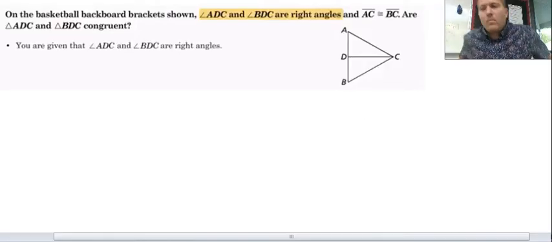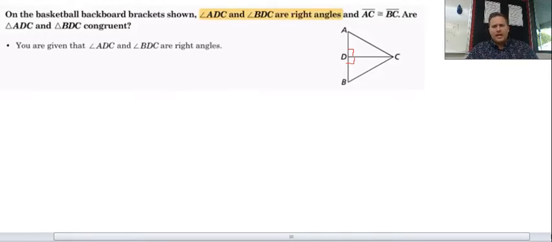Alright, so our problem number 1 is, it says that on a basketball backboard, brackets are shown, so you have angle ADC and angle BDC are right angles, AC is congruent to BC. Are the two triangles congruent to each other? Okay, so again, very similar to the problems that we just did in our previous lesson. Let's fill out this picture as we are going with the information that we have. So it says angle ADC is going to be a right angle, and angle BDC is going to be a right angle as well.